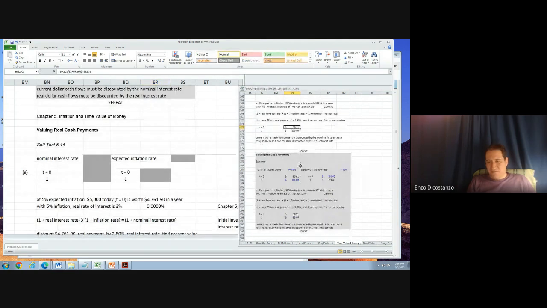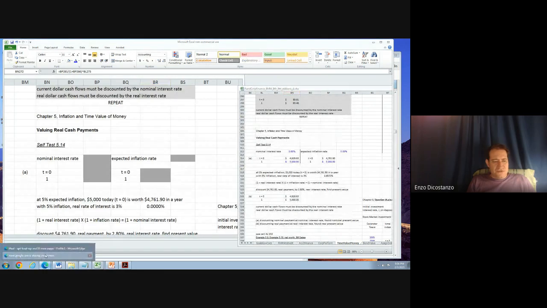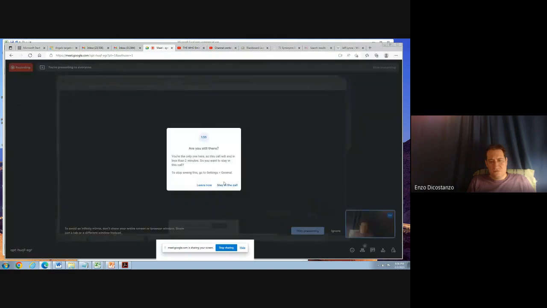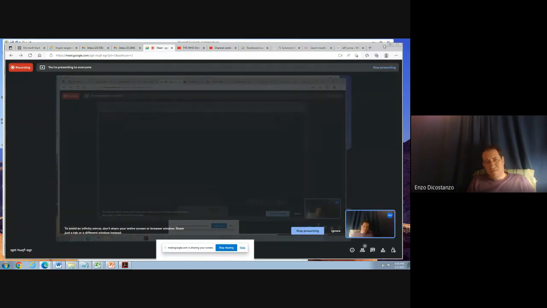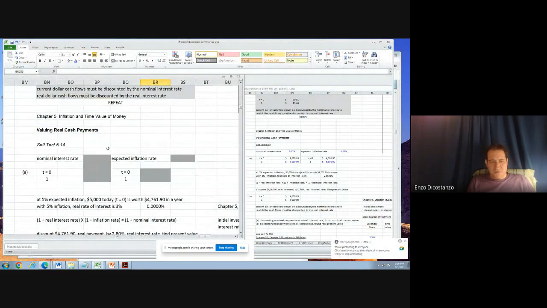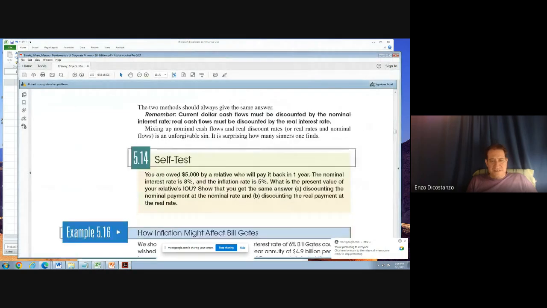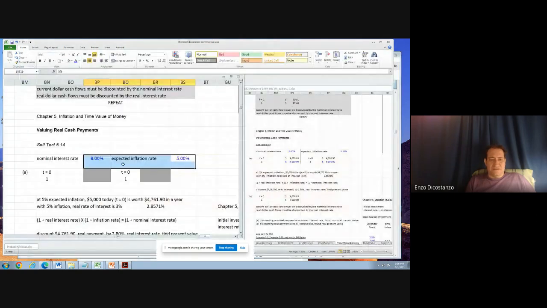And then this other version here does 8%, 5%. This is self-test 5.14. You're owed 5,000 by a relative who will pay it back in a year. The nominal rate is 8%. Inflation is 5%. What is the present value of the relative's IOU? Compare discounting nominal payments and discounting real payments.